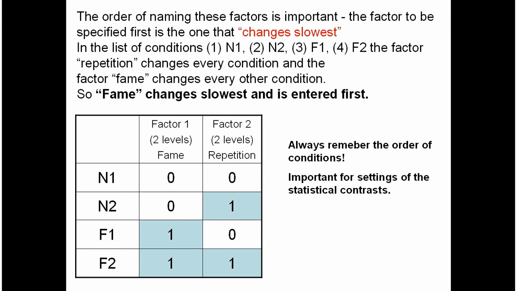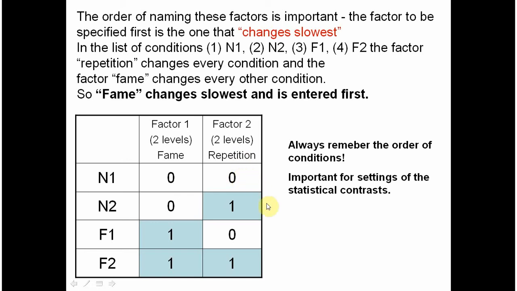In our factorial design, it is important what the order of indication of the conditions and the factors is. In the list of conditions, as in our design, N1, N2, F1, and F2, first, second, third, fourth, the first factor will always be the fame, because it is programmed like this, that the first factor changes slowly. It groups first a number of conditions in one level, and then a number of conditions at the other level. Of course, for each level there must be the same number of conditions. Factor 2 takes the rest.